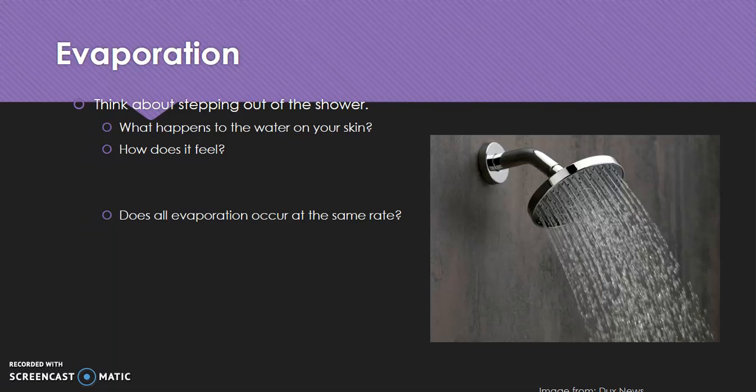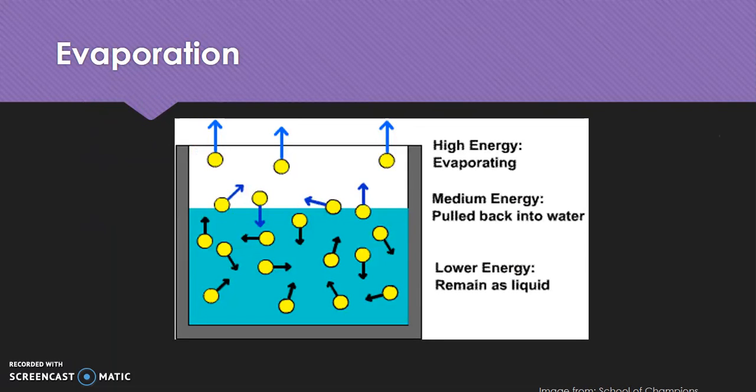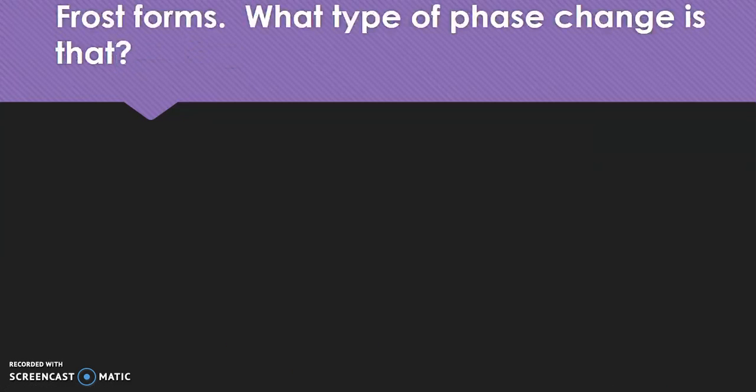Does all evaporation occur at the same rate? So here's a picture. High energy evaporation can occur. Medium energy evaporation might be pulled back into the water, and then with lower energy, there might not be evaporation occurring because it will remain as a liquid. Frost forms. What type of phase change is that?